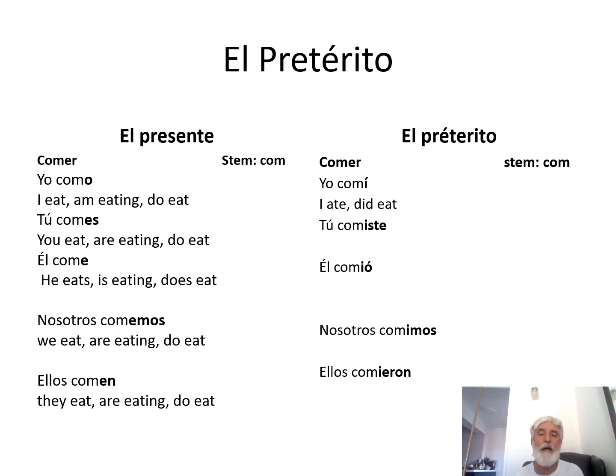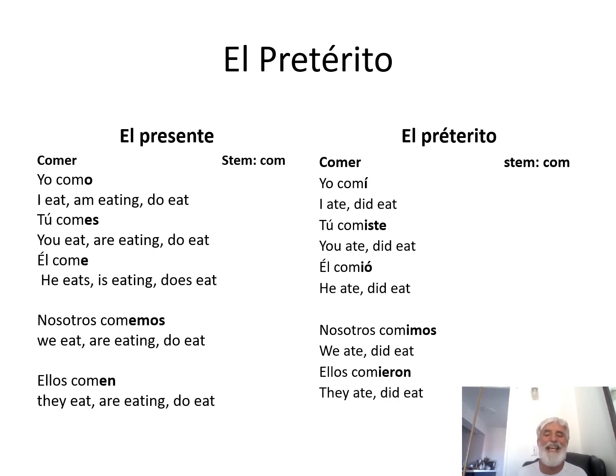What is the ending for an ER verb in the tú form? What do I add to the stem? I add on an iste. Tú comiste means you ate or you did eat. What about the él form? It's going to be an ió. Él comió, he ate or he did eat. And notice again, you do have accent marks on these conjugations. In the present tense, we saw very few accent marks. Okay, what about nosotros? Stem is com. What ending do I put on? Imos. We ate or did eat, and ellos comieron. Notice the ending here is ieron. Ellos comieron means they ate or they did eat.